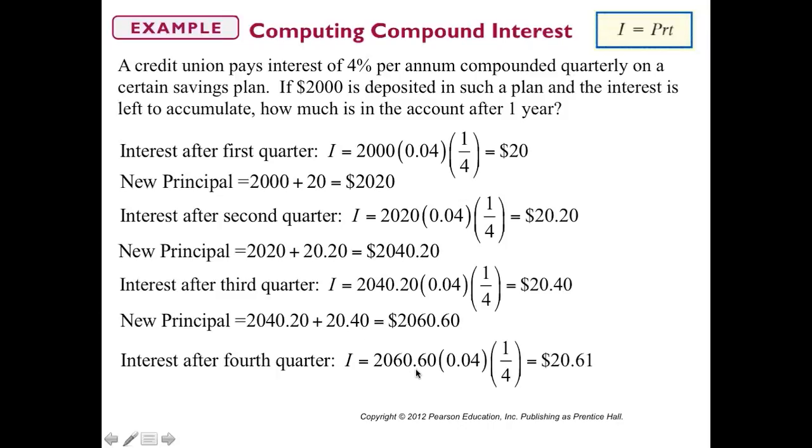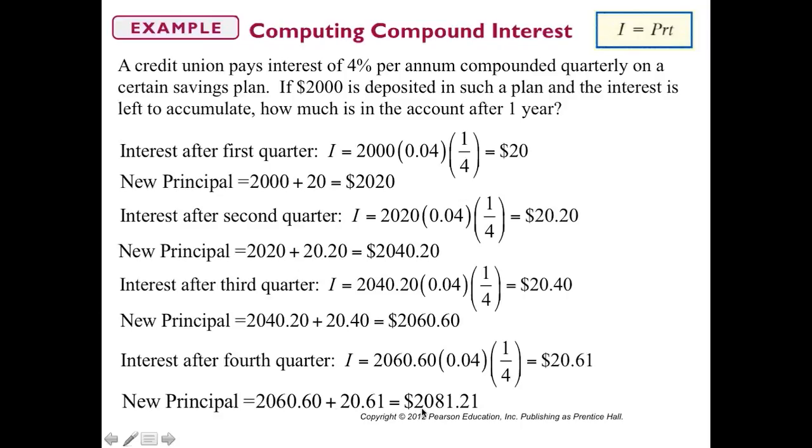What we would like to find now is the new principal. If you think about it, if you deposit money into an account, you have whatever you deposited plus whatever interest you make. So in order to figure out the new principal after the first quarter, you take your $2,000 and you add your $20 to it, and you get $2,020.